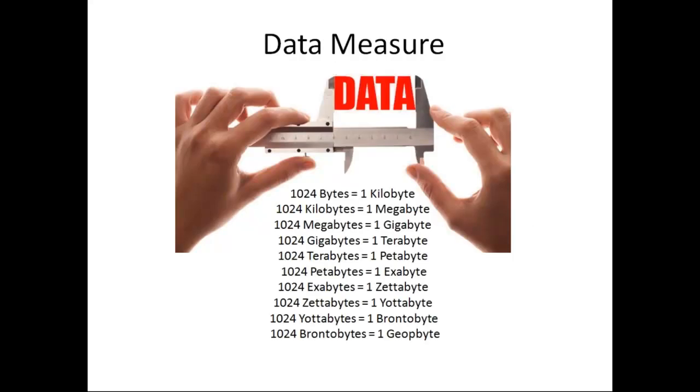Data is measured in bits, correct? Bits and bytes. One byte is a collection of 8 bits. What is a bit? A bit is either a 1 or a 0. Okay, so this is the measure.